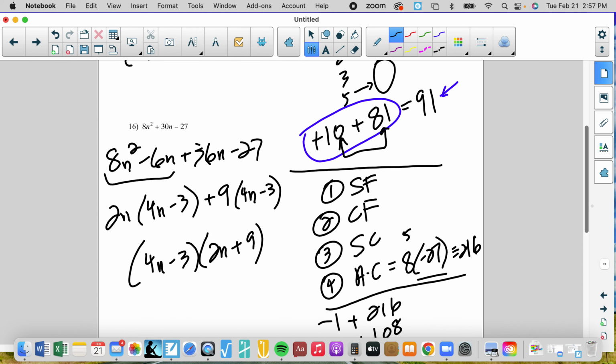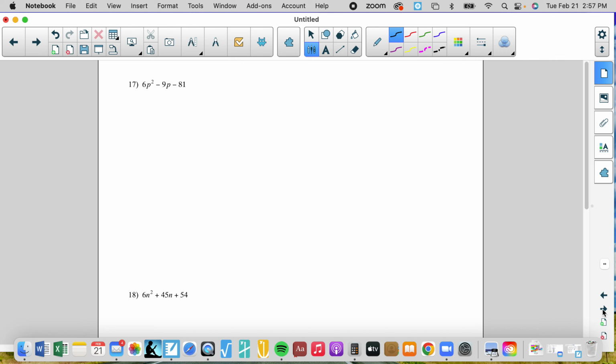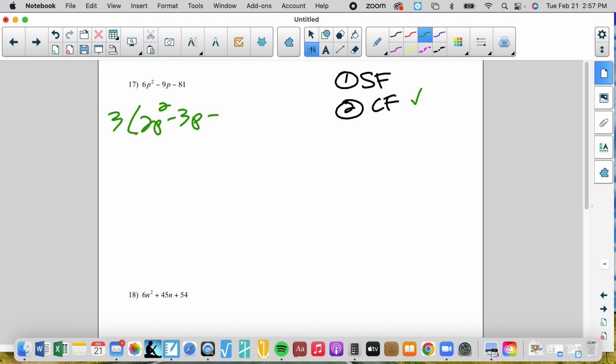All right, this is the one that we've been waiting for. 1, standard form? Yes, it is. 2, common factor? Ding, ding, ding. This is the first time that we've been able to factor out a common factor. We can factor out a 3. A 3 goes into all of these. So you get 2p squared minus 3p minus 27. Yep.